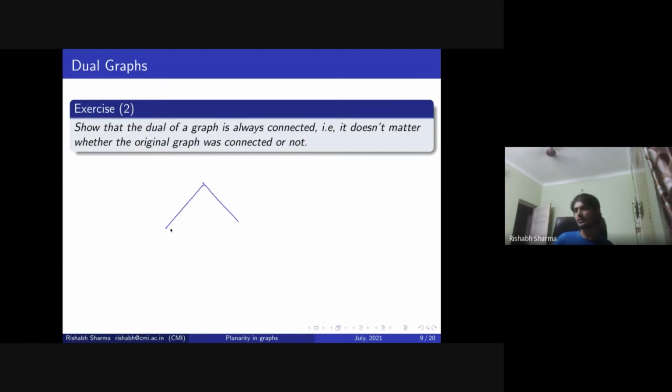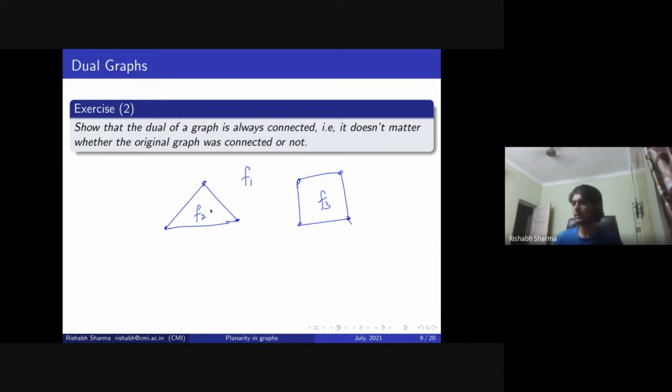Suppose I have this graph. Suppose it is disconnected. Then the faces are this, right? Connected. So what does it mean for a graph to be connected? It just means that given any pair of vertices, I can find a path from this vertex to the other vertex. Yeah, that's what it means for a graph to be connected.